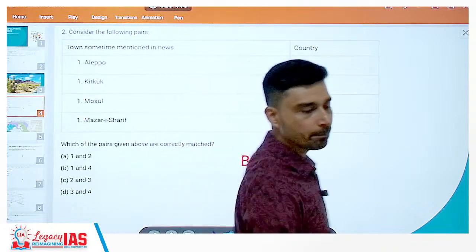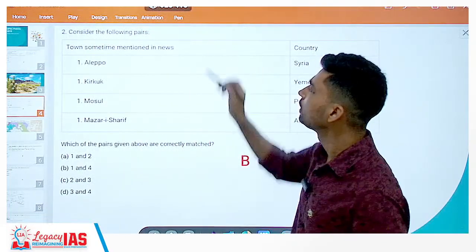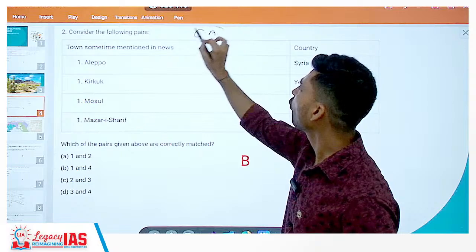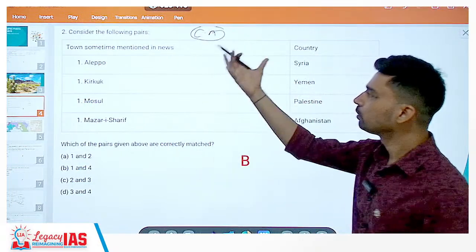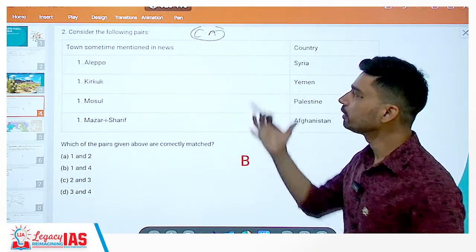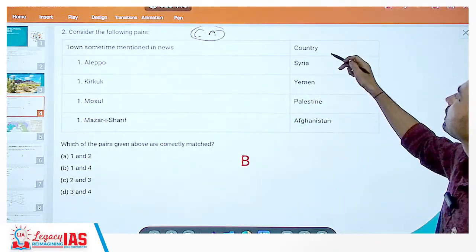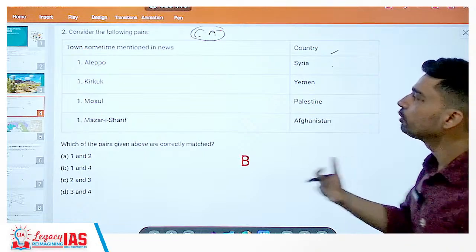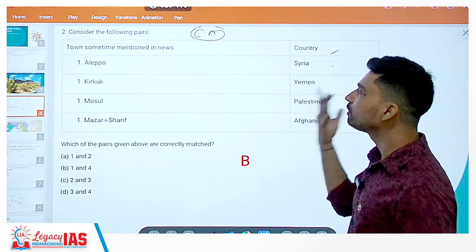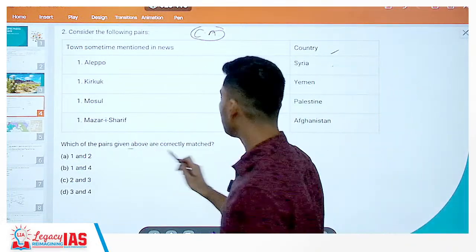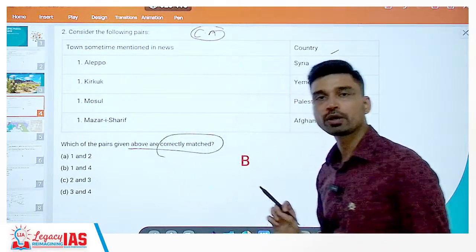Next is again a map based question which has been linked to the current affairs of that time. On one side of the map, in the match the following column, you have the towns that have been in news, and on the other side the countries are given. So which of these towns are located in which of the countries? Which of the pairs given above are correctly matched? That is what you have to pick here.